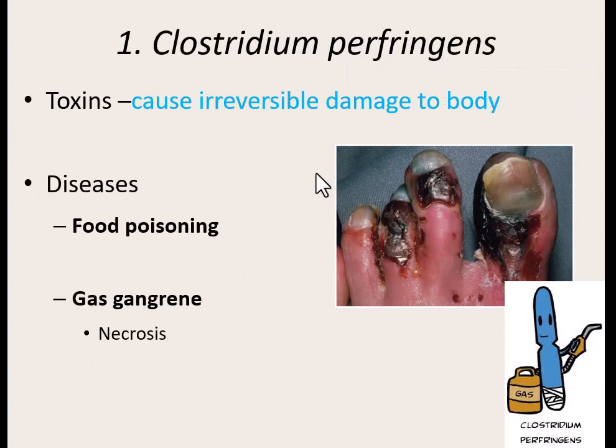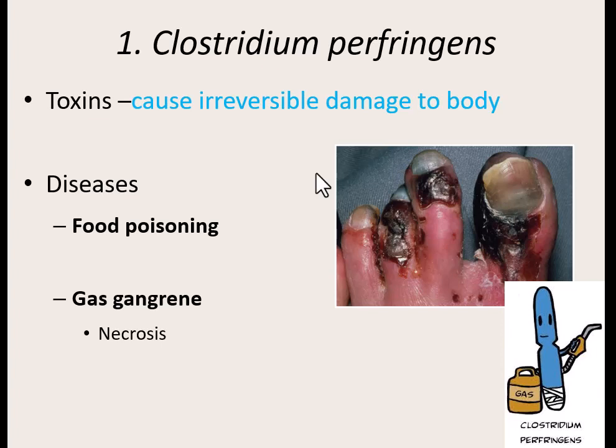So the very first Clostridium that we're going to go through is the one you may not have heard of. I've had students who say, oh yes, I know this bacteria well, I just didn't know the name of it. It's called Clostridium perfringens, and it has toxins that cause irreversible damage to the tissue. This is a bacteria that has to get in the body, and it has to get into an anaerobic environment for it to cause disease.